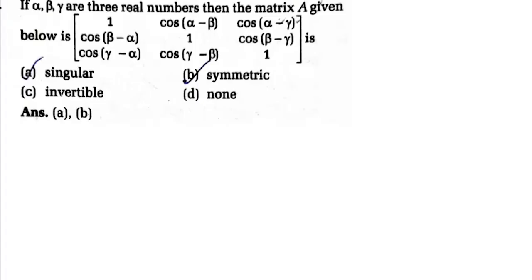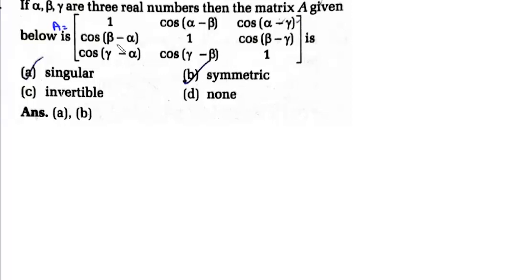Now the question is, if alpha, beta, gamma are 3 real numbers, then this matrix A, which is given by 1, cos(alpha minus beta), cos(alpha minus gamma), cos(beta minus alpha), 1, cos(beta minus gamma), cos(gamma minus alpha), cos(gamma minus beta), and 1, is which of the following?